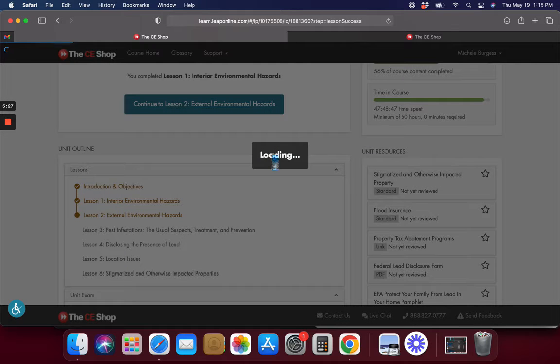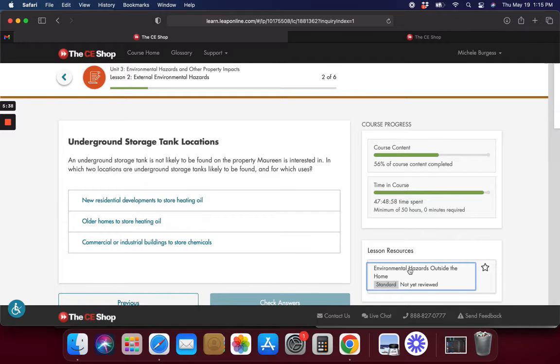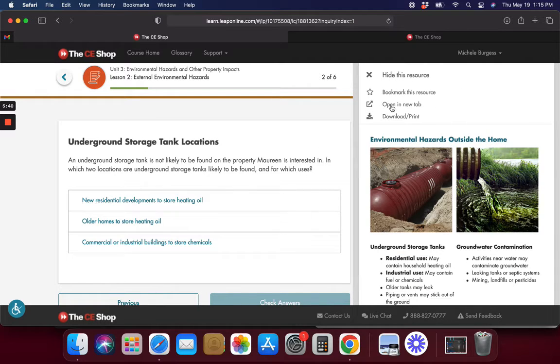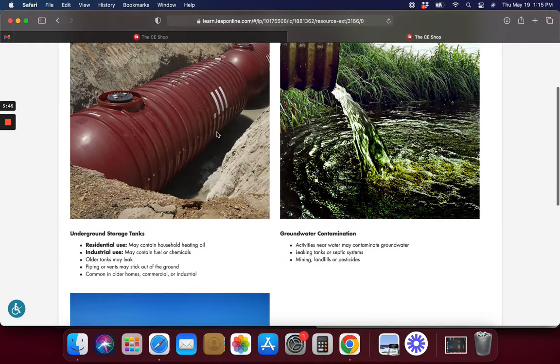All right, we're going to look at some external things now. We know the usual suspects, pest infestations, right? First we're going to look at environmental underground storage tanks. I have never seen that on a home, but that's interesting. Okay, these contain fuels or chemicals. They may contain heating oils. Okay, well that makes sense. Storage tanks.